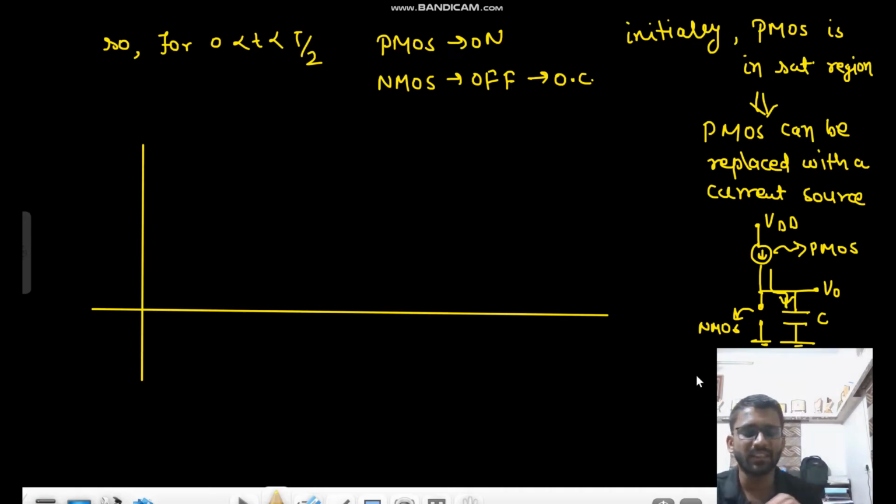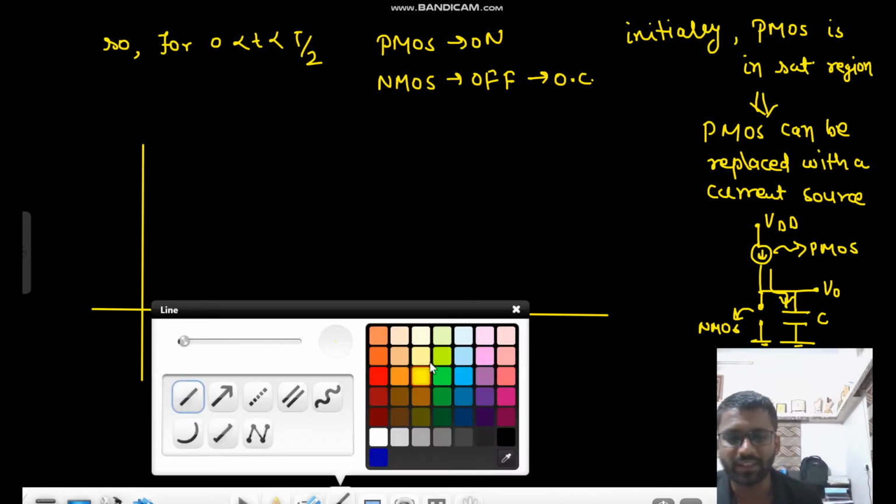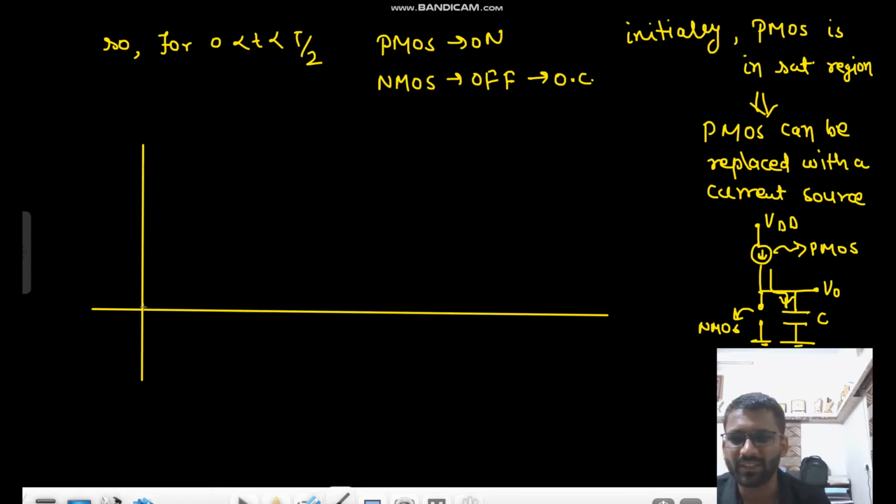The capacitor will start charging linearly. Initially it will charge linearly. Okay, so this is your V naught versus time t curve. Now it will charge, and at one point V naught will reach 1 volt, right? And this is 5 volt.